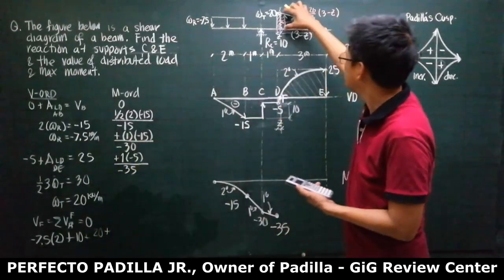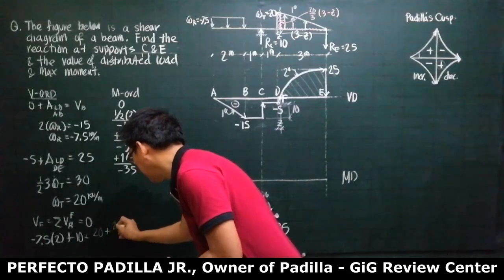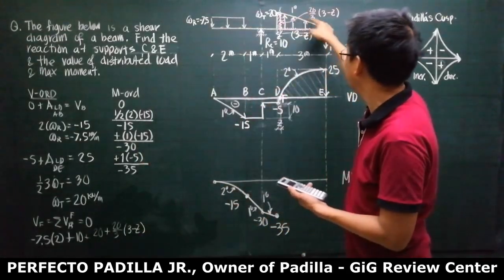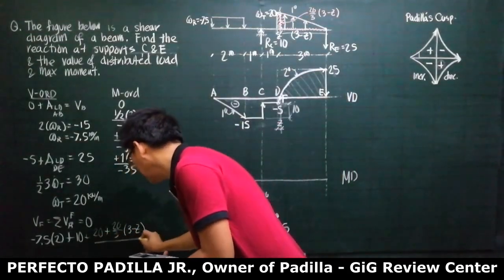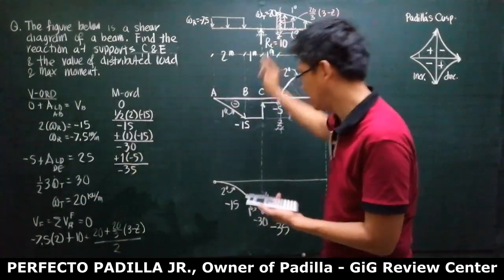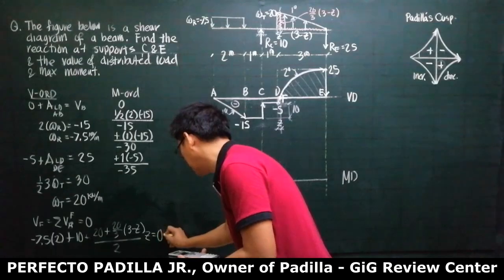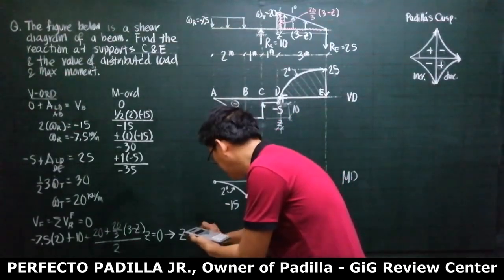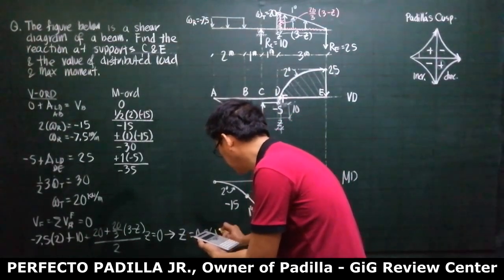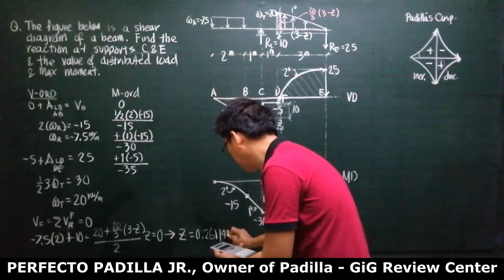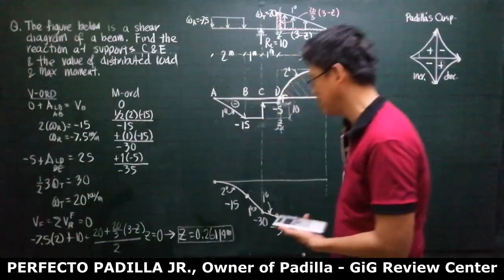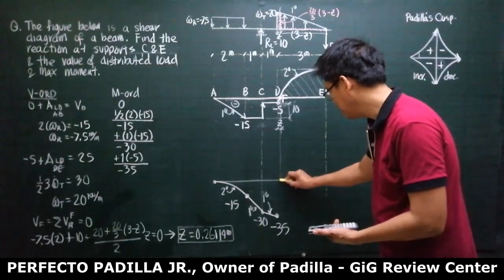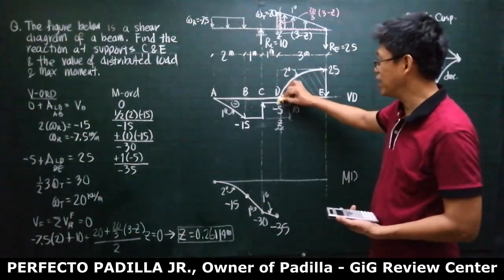20 plus this one, which is 20 over 3 times 3 minus Z. So, over 2 times the width. The width is Z is equal to 0. Solving our Z, the Z equals 0.2614 meter. So this is our Z. So I will instead just solve the moment here instead of solving for the area of this.